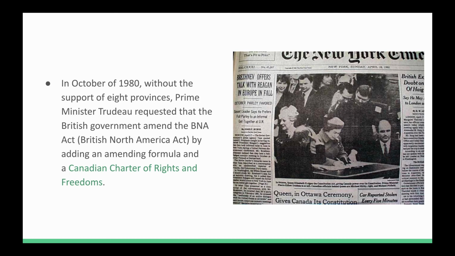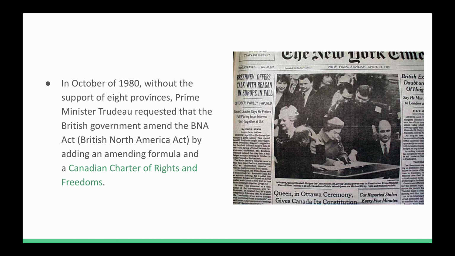In October of 1980, the Prime Minister goes to the British government wanting to amend the BNA Act, the British North America Act, and wants to include the Canadian Charter of Rights and Freedoms. But he does not have full support. If you remember back from Chapter 1, there is an amending formula, the 7-50 rule. You need 7 of the 10 provinces to agree, and at least 50% of the population to agree to change the Constitution. So you need 7 of the provinces, and one of them has to be one of the big ones, Ontario or Quebec, for this to happen.